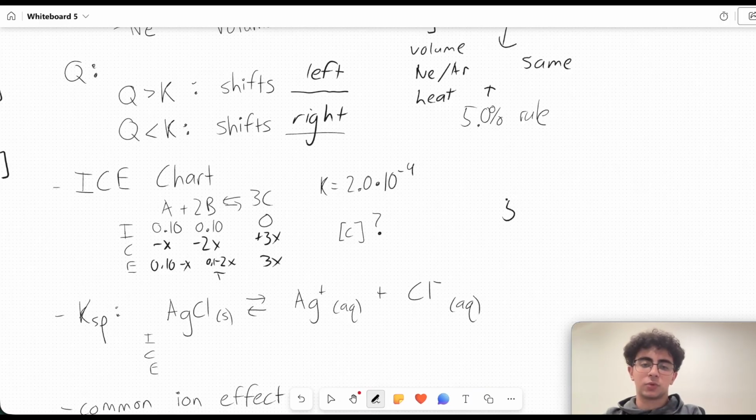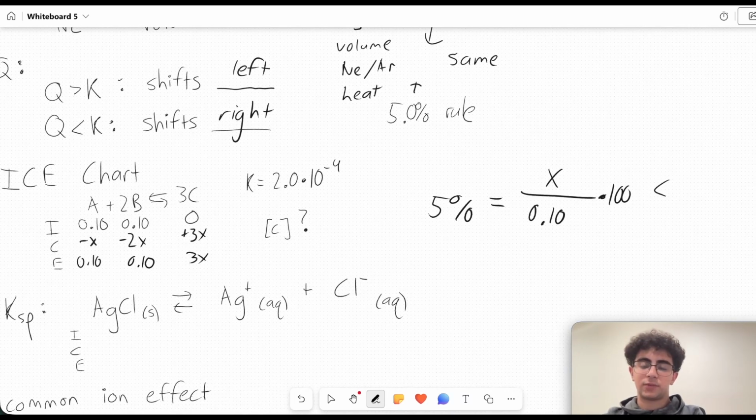What the 5% rule says is you can get a reasonably good approximation if you just get rid of these minus x's. So what we can do is try to just ignore this minus x and minus 2x and just say, all right, this is just 0.10. And then we solve for x. Now, what the 5% rule says is this is a good approximation, and it's okay to do this, if our solved value for x over the initial value right here, which would be 0.10, times 100 to make it percent, is less than 5%, then you get a good approximation.